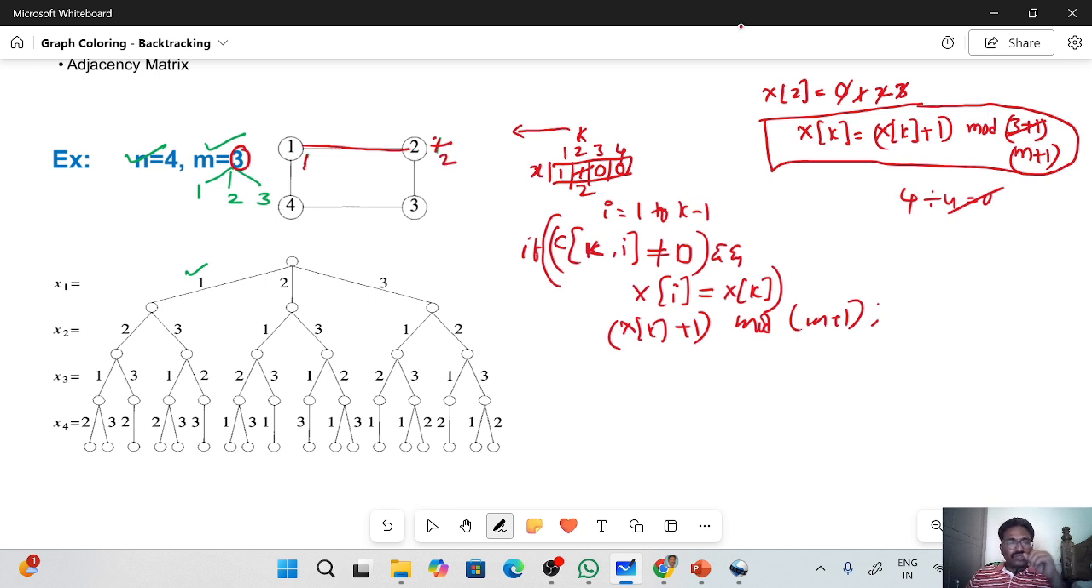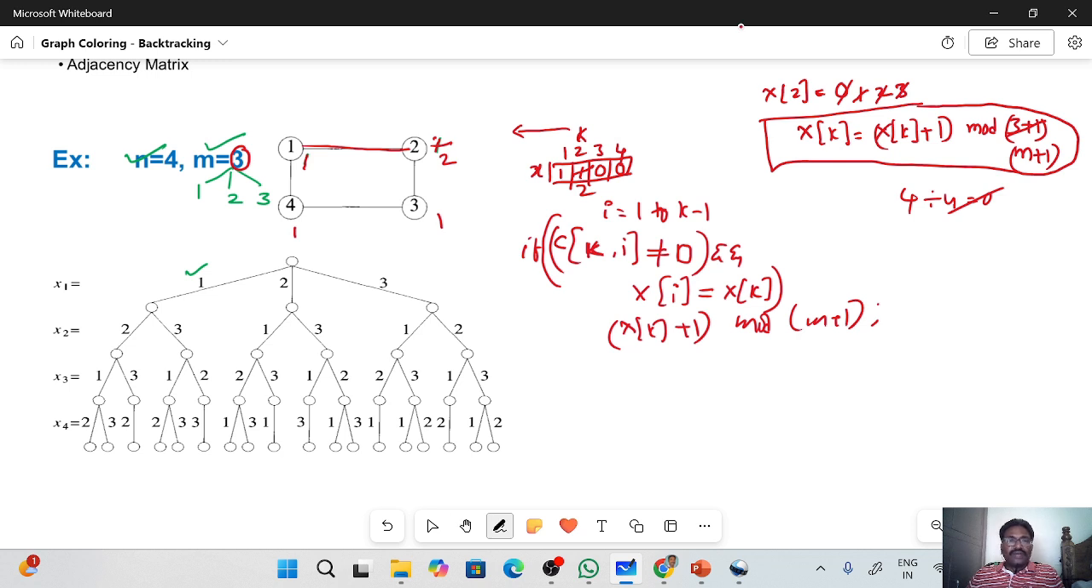Yes, 1 to 2 is an edge. What is the 1 color? 1. What is the 2 color? 2. Then I go for the 3. So once again I am going to check with the 1. What are the 3 edges? Vertex 3 is adjacent to only 2. What is the 2 label? 2. What is the 3 label? 1. No problem. Then I go for the 4.